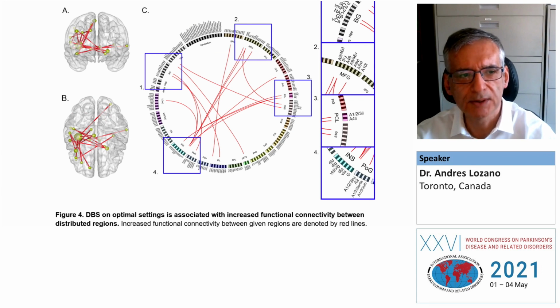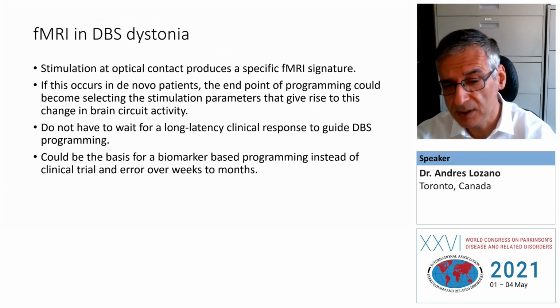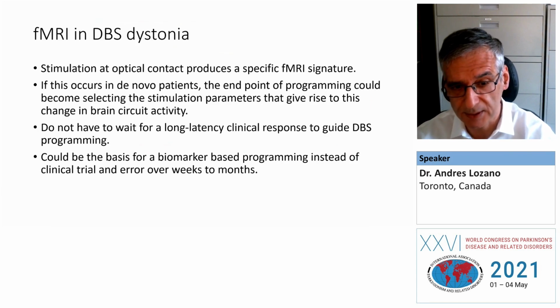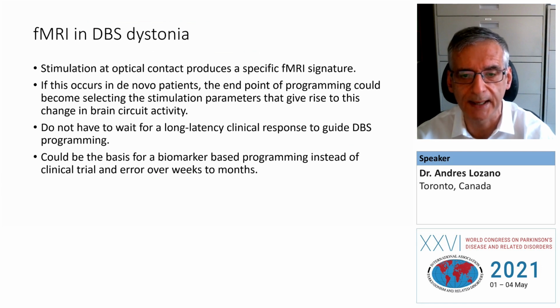So what we've seen in the dystonia is that stimulation at optimal contacts produces a specific fMRI signature. And if this occurs in de novo patients, these patients that we've studied are already established, already identified as optimal benefits to the stimulation parameters. And if it occurs in de novo patients, then the endpoint of programming now could become generating this fMRI signal instead of relying on a clinical response.